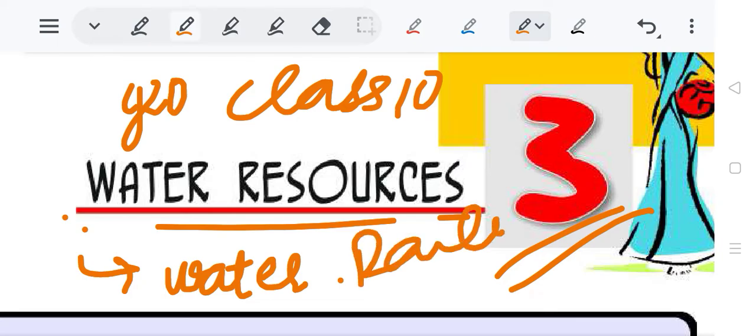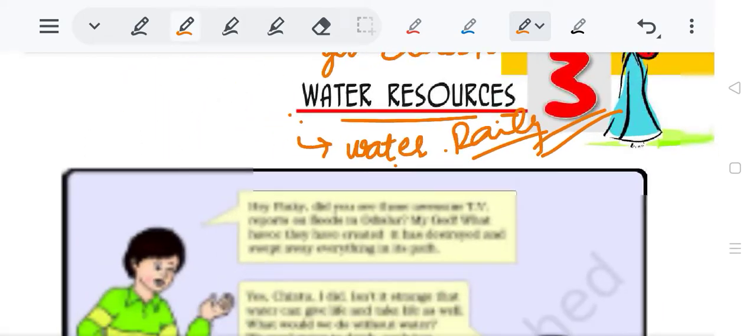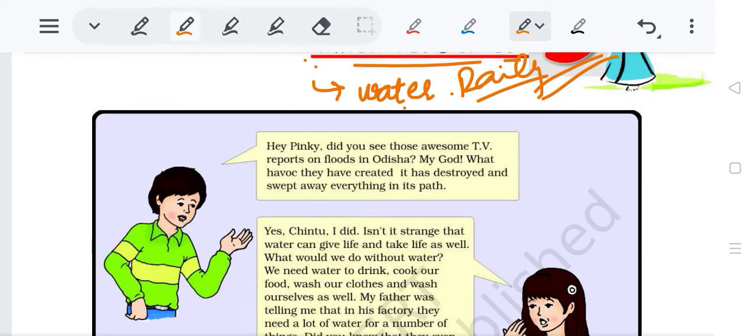Daily life basically, like every monsoon season is described. Like what happens. We have all heard about floods in Assam and Odisha every year. So they're basically discussing that only. So let's start. This starts with the conversation between Chintu and Pinky. This is Chintu and this is Pinky.